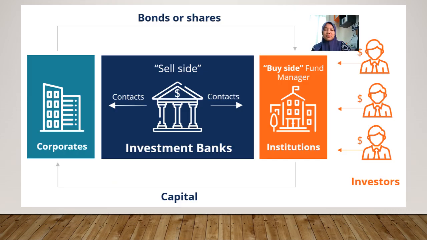Now we want to know the flow, the process of bonds and shares transaction. Look into the bonds and shares. This is corporates or companies. They will issue the bonds or shares through institutions, and later they will get the contract.